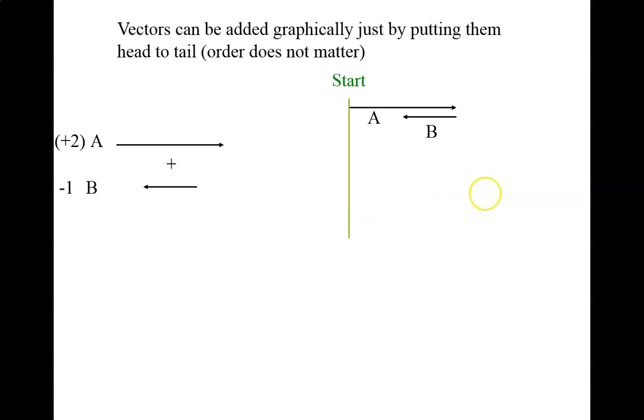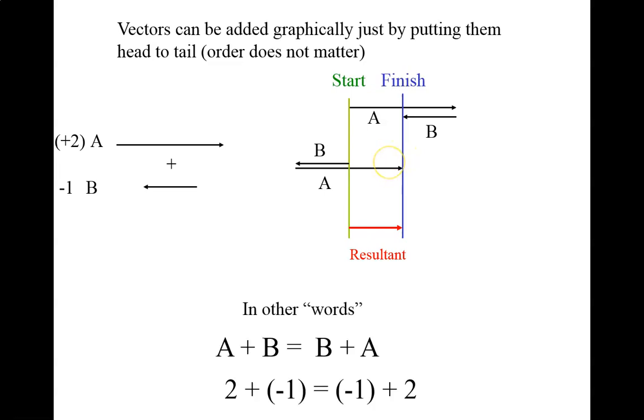This also works if you're adding negative vectors. It doesn't matter. A plus B, where my resultant is from A to B. And if I go B plus A, if I do the B first and then the A, I end up at the same location, start to finish. I end up at the finish line. So the key thing here is it doesn't matter. A plus B equals B plus A.